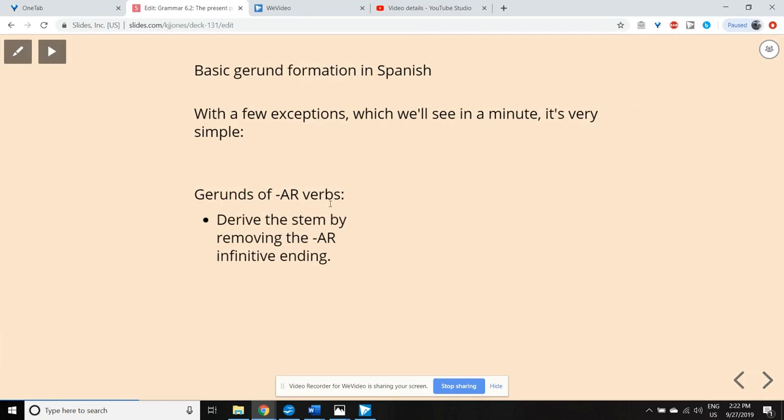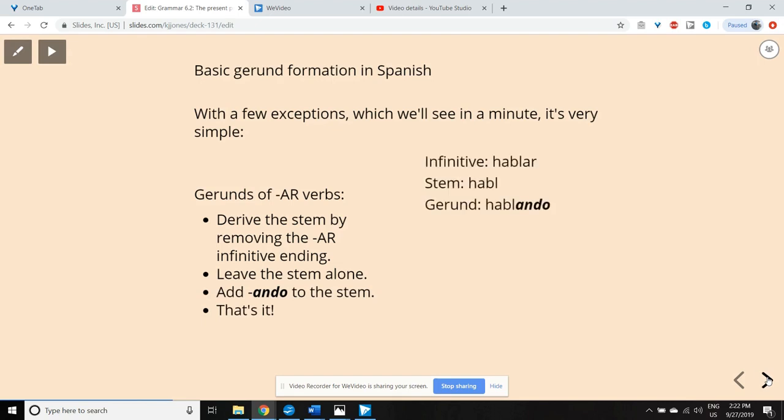To make the gerund of an AR verb, first, of course, you derive the stem by removing the AR infinitive ending. You leave that stem alone always. Leave it alone. And to that stem, you add ANDO. Okay? That's it. That's all you do to make the gerund of an AR verb. Let's look at some examples.